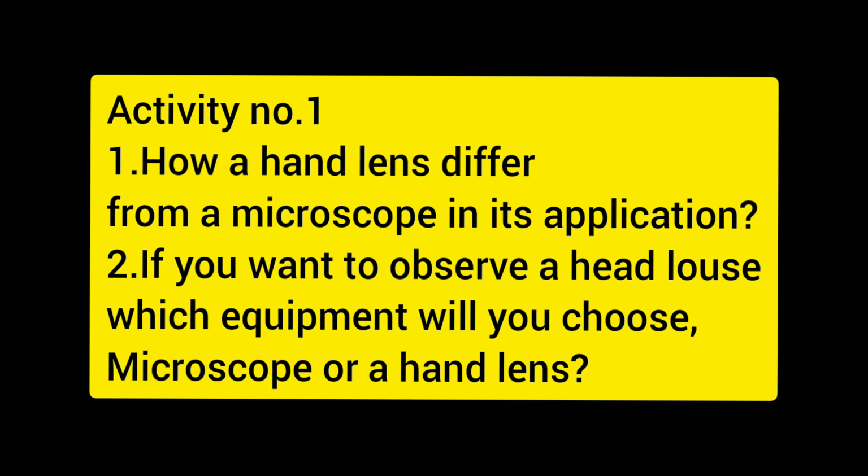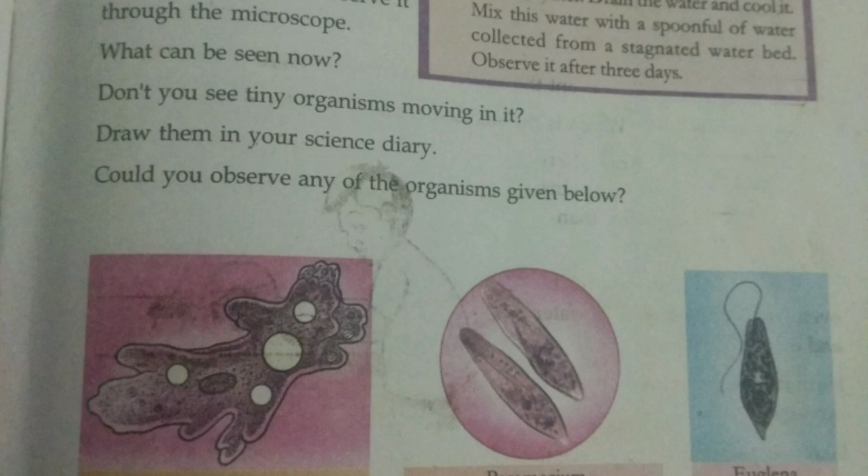Okay. Now let's read page number 9 of the textbook, which deals with observing a drop of stagnant water through a microscope. Let's read the paragraph a minimum of 5 times. Okay. Did you read it completely? What does it say? There are many tiny organisms that are moving in it. Which are they? Let's see them one by one.